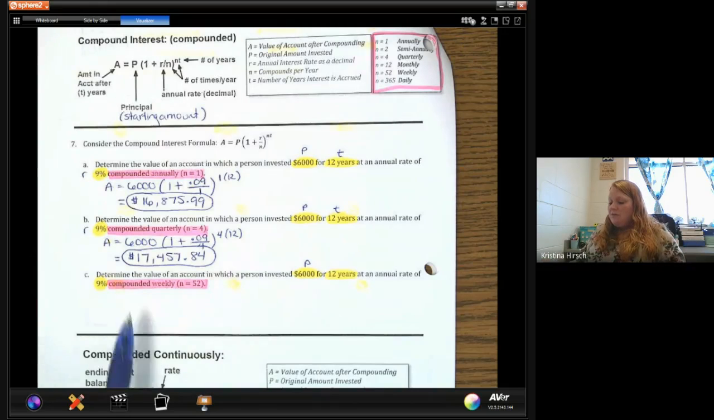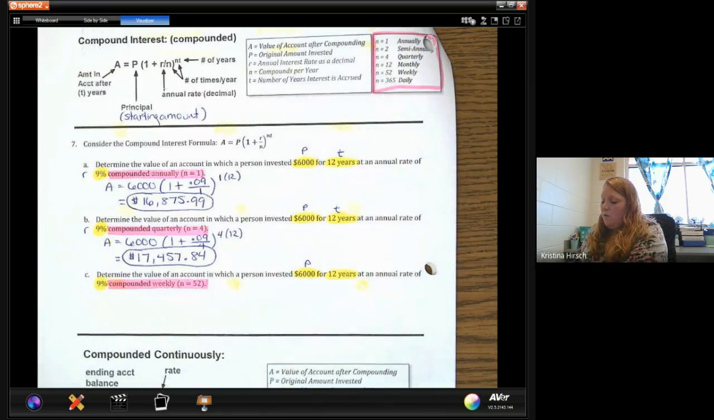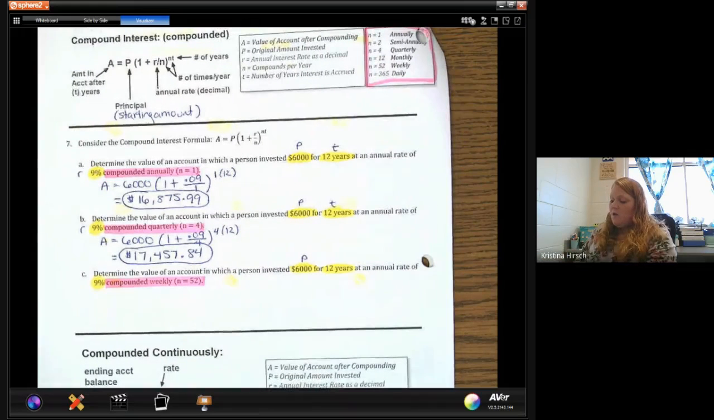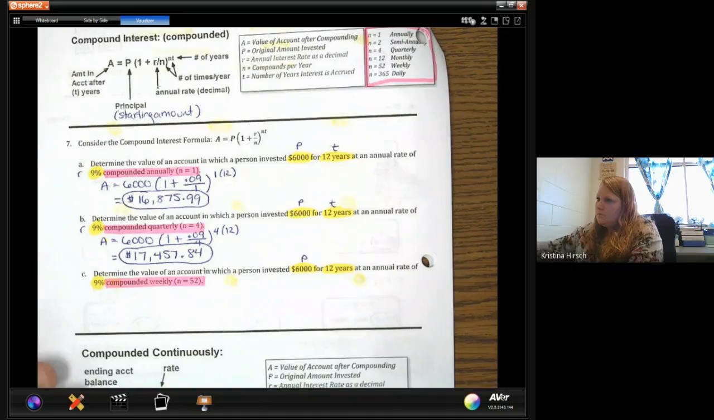Now, typically banks are not going to have weekly. Sometimes they'll have monthly, it just depends on the bank, but we're going to go ahead and do this one with weekly. All right, so I'm going to pause just for a second. I'll freeze my screen, and I want y'all to try this problem on your own. So I'm going to freeze my screen while I write, and then y'all can pause the video and try it out.